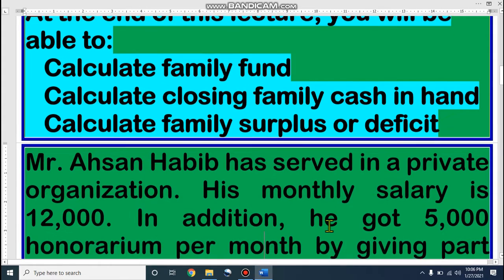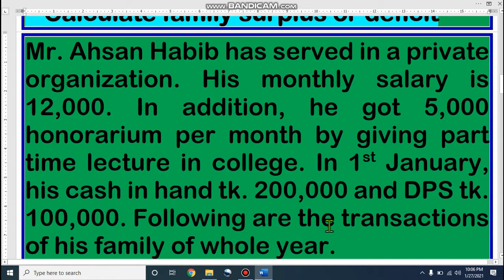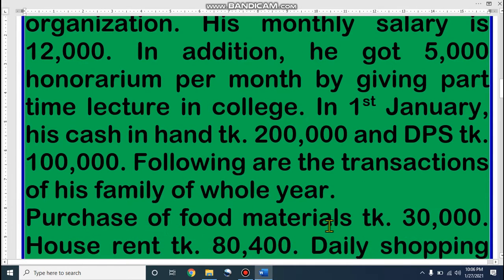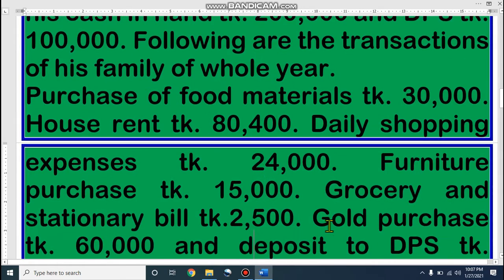Dear student, let's come to the math. This is a math from Mr. Ahsan Habib, who has served in a private organization. His monthly salary is given here. In addition, he got 5,000 honorarium per month by giving part-time lectures in a college. On 1st January, his cash in hand is taka 2 lakh and DPS taka 1 lakh. Following are the transactions of his family for this whole year.